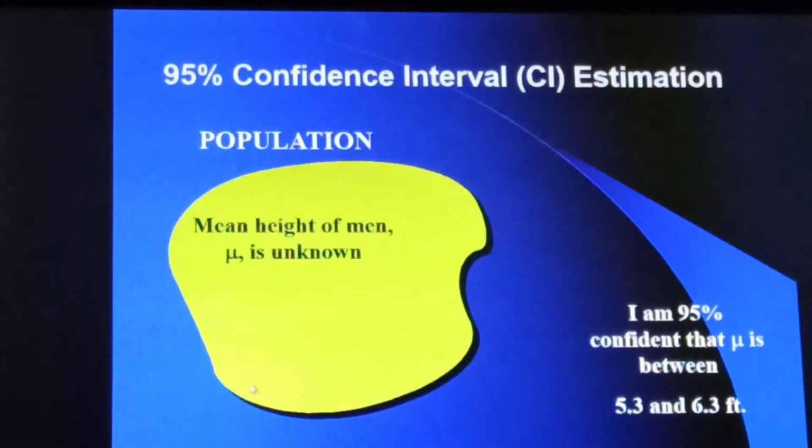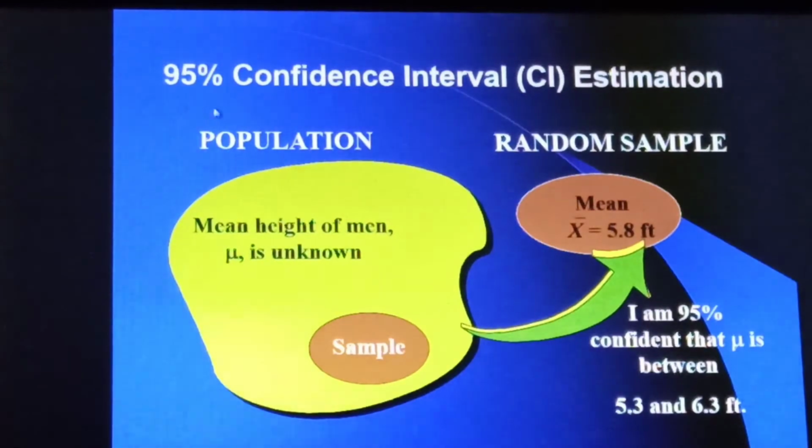Now we have a population of heights of men. What is our process in our study? We never study the entire population. We draw a sample out of that. For that sample, I have found the mean height is 5.5 feet. So can I make a statement like this: I am 95% confident that the population mean is between 5.3 and 6.3 feet?